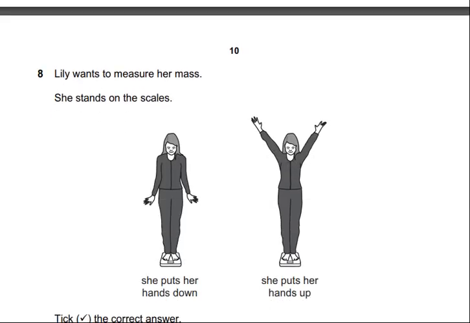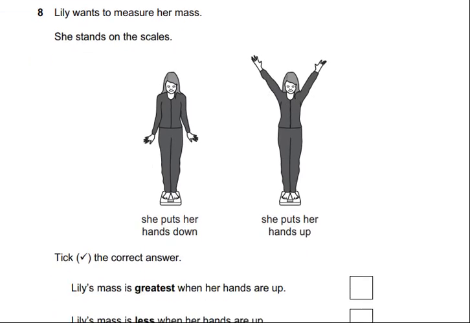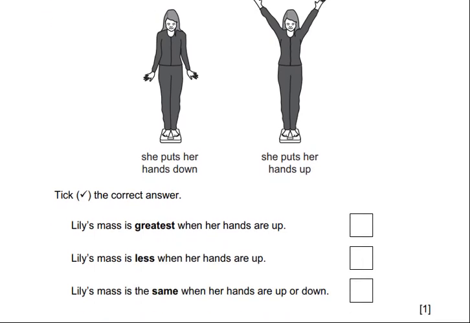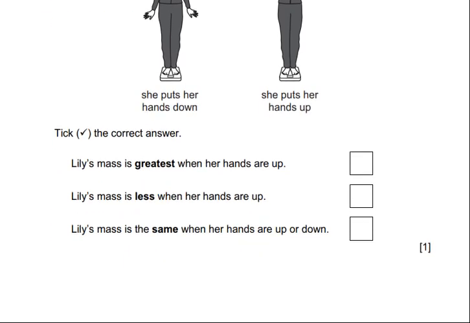Next page, question 8. Lily wants to measure her mass. She stands on the scales. So here we have 2 pictures of Lily. In the first one, she puts her hands down, and in the other one, she puts her hands up. The question says, tick the correct answer. We have 3 sentences, so we have to tick only the correct one.